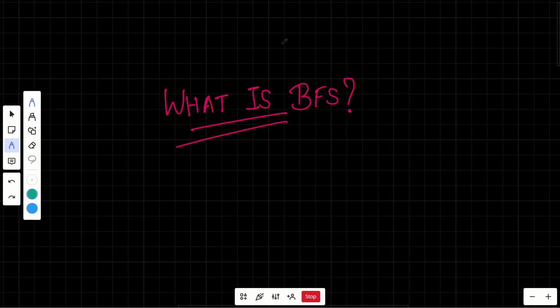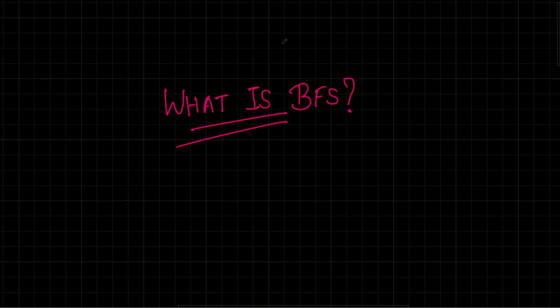What is BFS? BFS stands for breadth first search. Basically, it is the algorithm which is mainly used for the traversing of the graphs and trees. BFS mainly looks at its neighbors first, and after that, it goes to their neighbors only, and not going to the depth, unlike the depth first search.